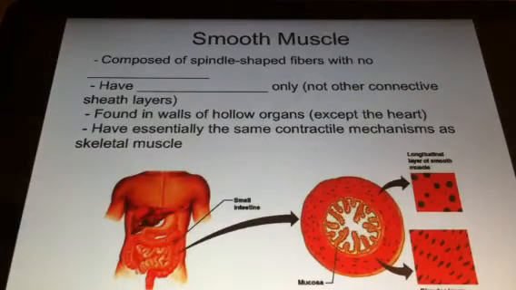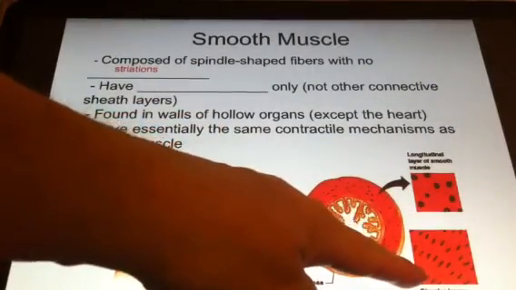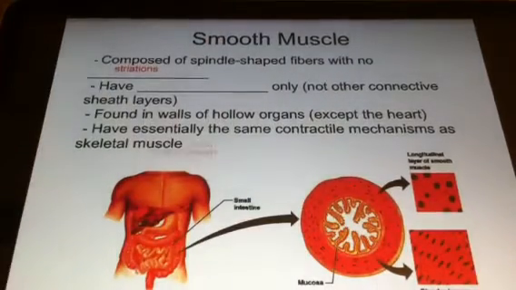On our next slide, we've moved on from skeletal muscle now into smooth muscle. It's composed of spindle-shaped fibers. There's no stripes in it. It kind of looks like small footballs all put together right here. There is an endomysium only, nothing else. No peri, no epi. It's found in all the walls of hollow organs except the heart. So it is all in your intestines. It's in the lining of the smooth blood vessels, like arteries and veins, for example.